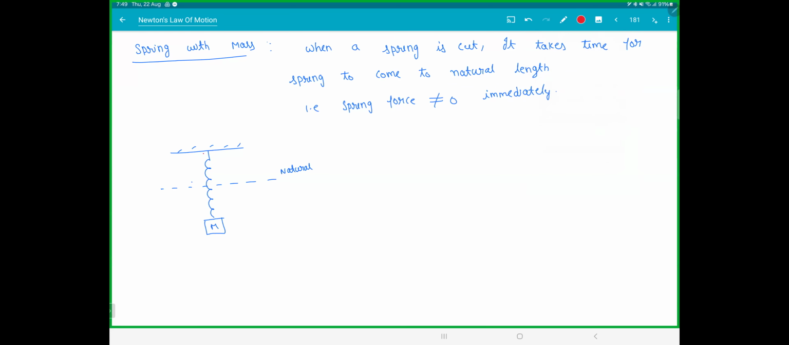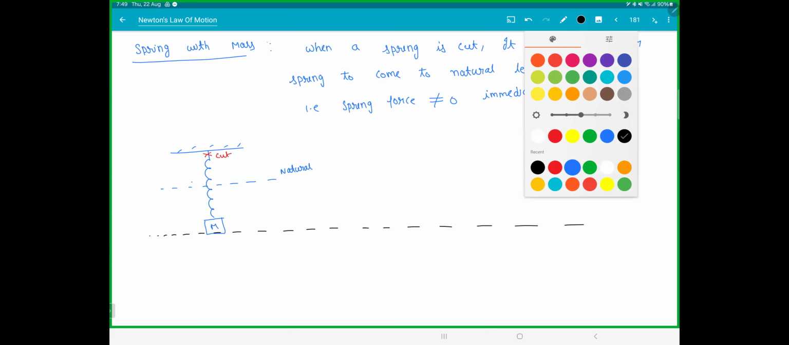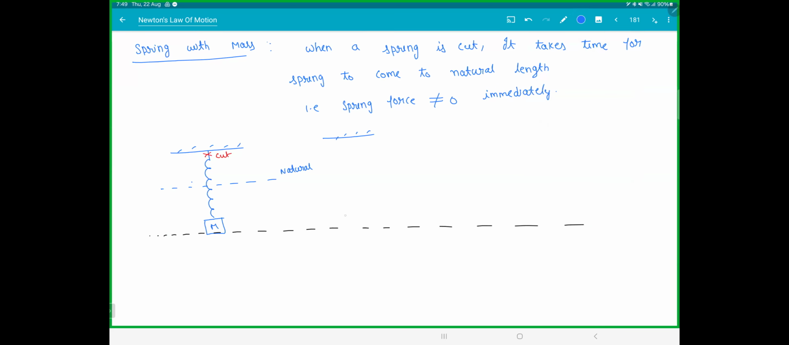Now, if you take a scissor and cut it here, and wait for a little time, this is what you'll notice. Let's say the block is here. You will notice the block is still here. The spring is coming down. Then after some time, the block is still here. The spring is coming down. The block won't move. The block will remain at the same position.